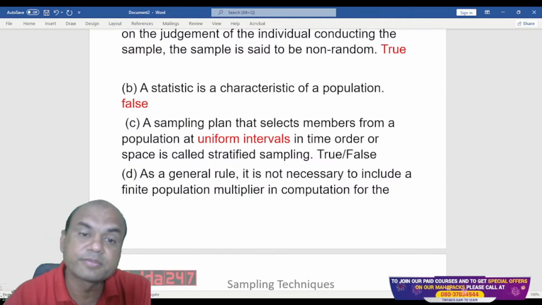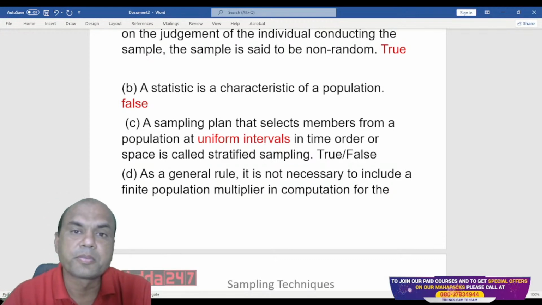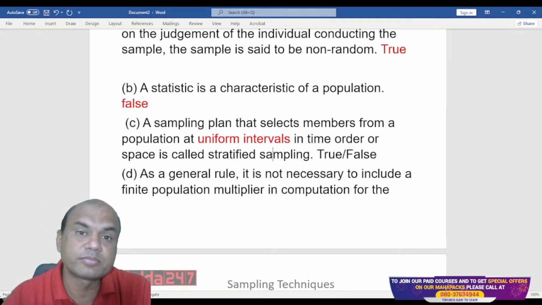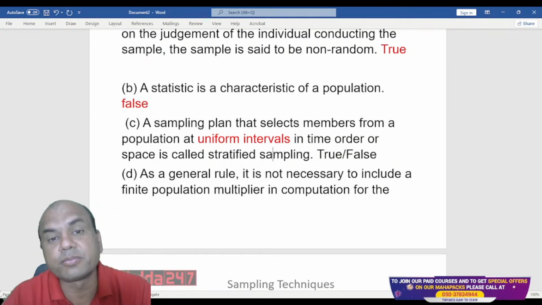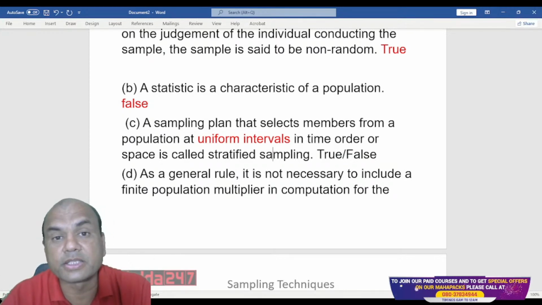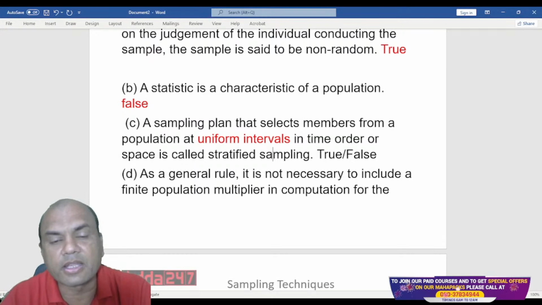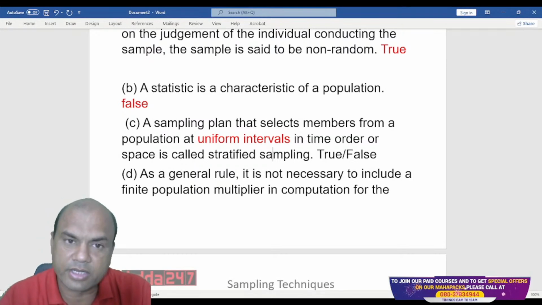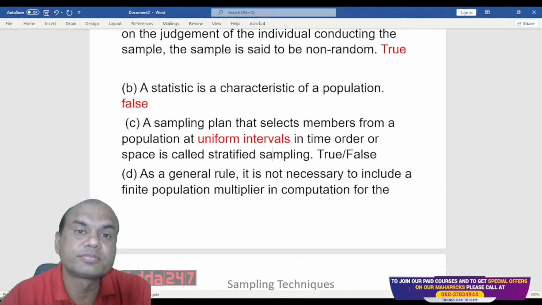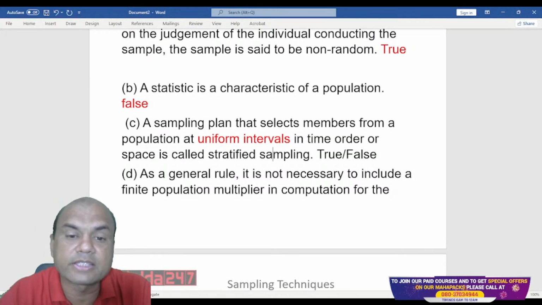Firstly, what are the types of samplings? Probability samplings. There are 4 types of probability samplings. What are those? One is simple random. Yes, type in the comment section. Second one is? Systematic. Correct. Third one? Stratified. Correct. And fourth one? Cluster. Got it? So here this stratified is the right answer or no?